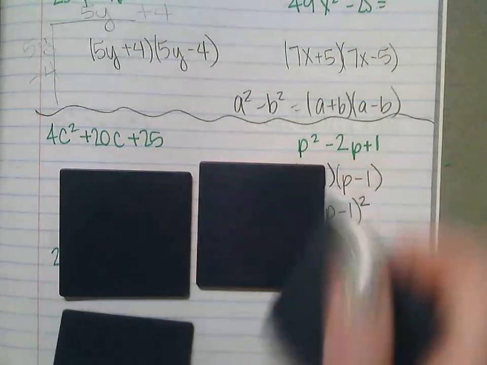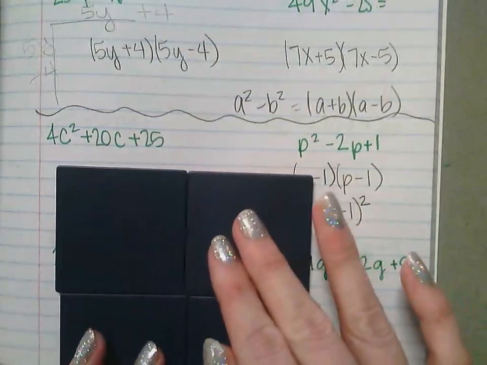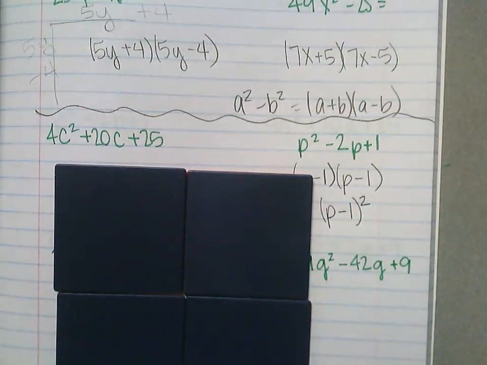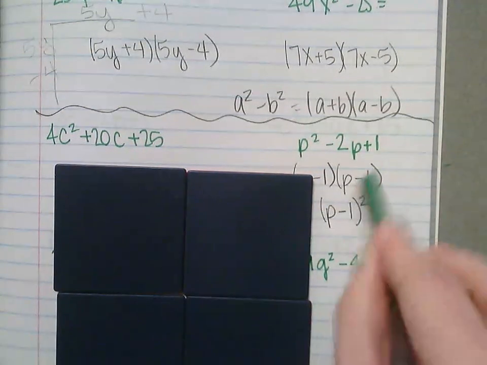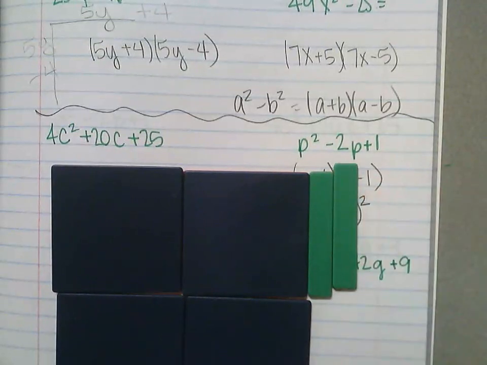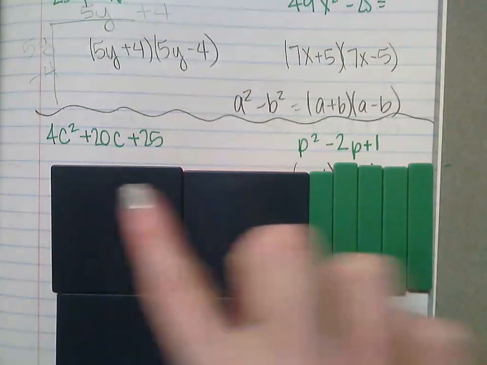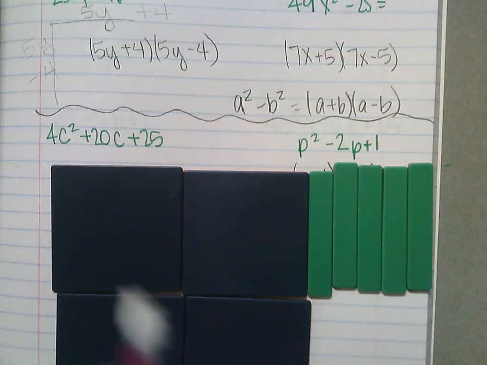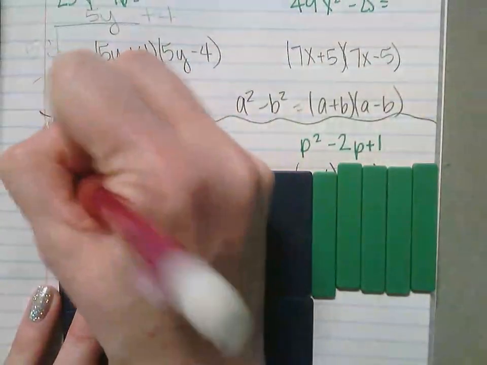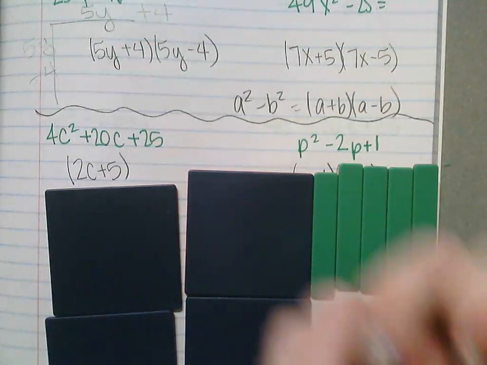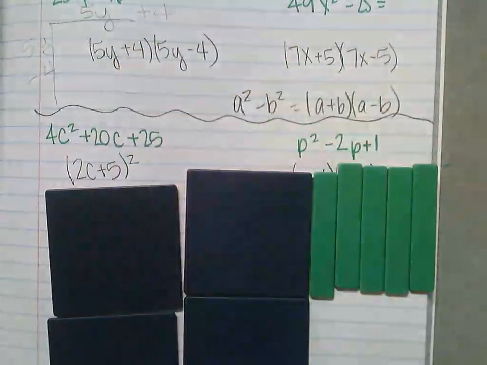So this one would be if you had 4 blues, okay? So we'll kind of lay those out. And then 25 yellows. So how do you arrange 25? We've kind of already talked about that. 5 by 5. Okay, so that means it's going to be 5 across here. 1, 2, 3, 4, 5. And then what makes these special is that they're the same both directions. So how am I going to write this one? 2c plus 5. And then it's also that down the side, so we're just going to call it squared.